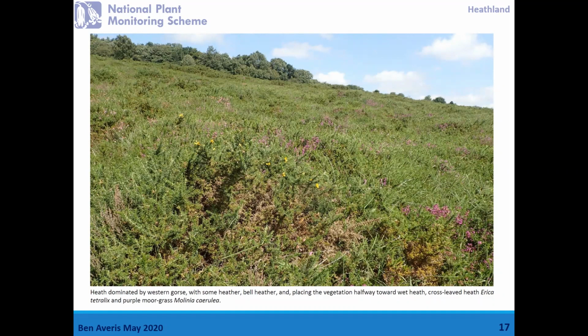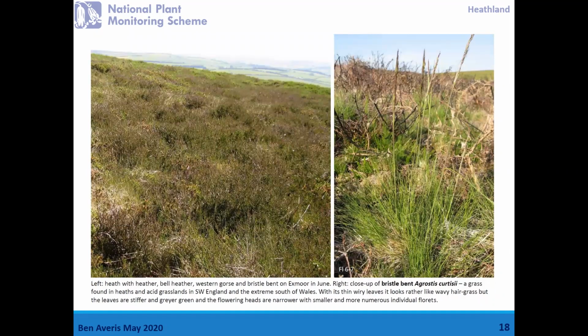Next picture has also got western gorse in it, although on the picture on the left you can't really see it that clearly because it's not flowering for one thing, and it's rather on the sparser side, and nothing's really flowering there. But what there is in both these pictures, which I took on Exmoor, is that when we're down in that far southwest, there's a kind of grass that you get in these heaths, bristle bent, Agrostis curtisii. It's got a very markedly southwestern distribution. It's basically southwest England and just into south central England, and in the extreme south of Wales as well.